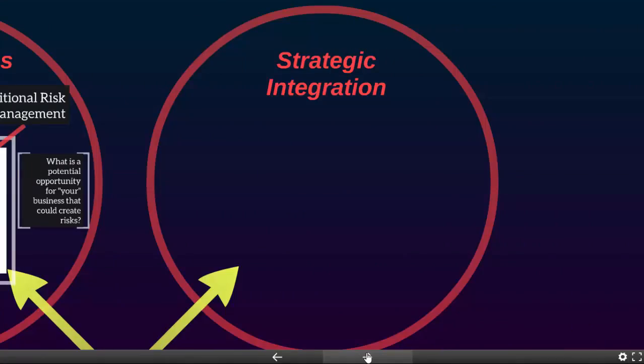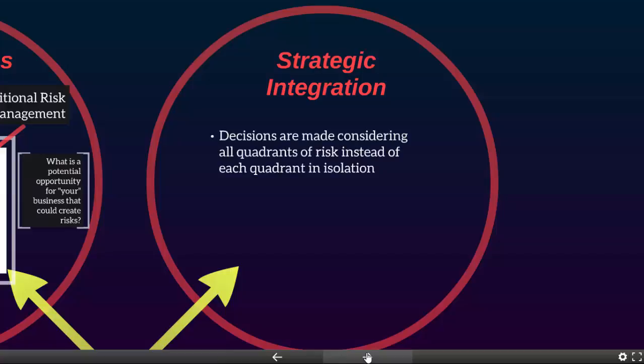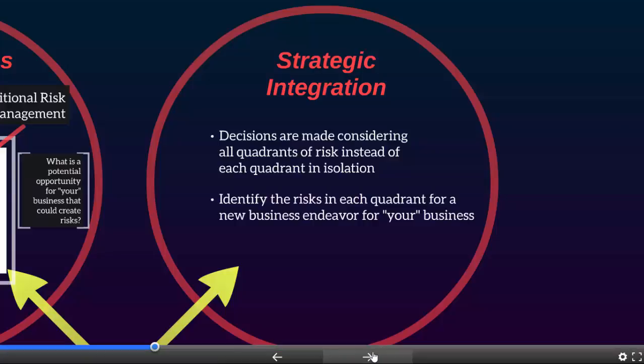Now let's discuss strategic integration. Decisions are made considering all quadrants of risks instead of each quadrant in isolation. Under enterprise risk management, you should identify the risks in each quadrant for a new business endeavor or for your business. Throughout this lecture, I'll refer to your business. Right now, you may not have selected a business to do your risk assessment on, but once you begin the risk assessment process, which is the paper for this course, you might want to review this lecture. And remember that when I refer to your business, I'm referring to the business you'll be doing your risk assessment on.